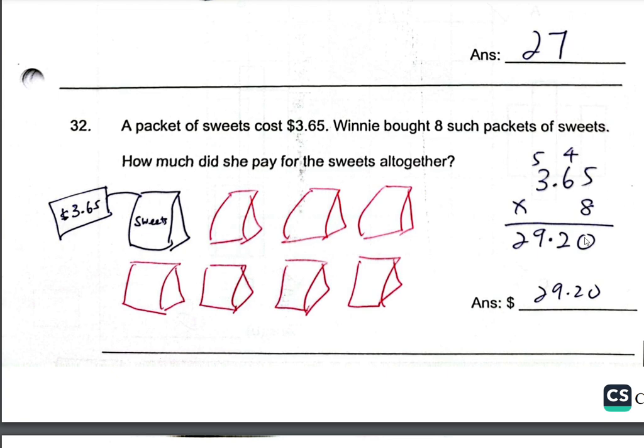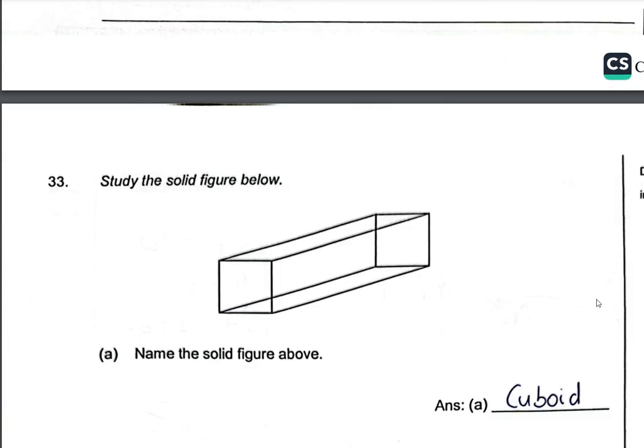Okay, 8 times 5, 40. 6 times 8, 48, plus 4, 52. 3 times 8, 24, plus 5, 29. Don't forget the decimal. I have 29.20. Don't forget the 0 as well for dollars.